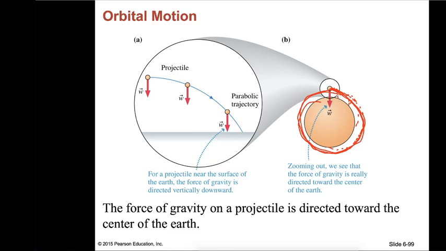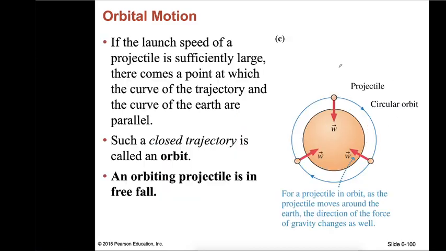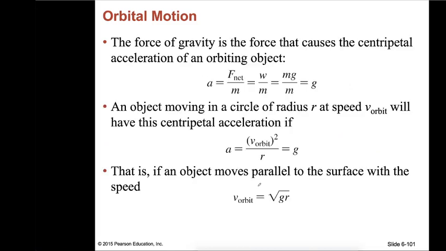Due to the gravity force, if you throw it at a very high speed, it will automatically be in orbital motion. If the launch speed of a projectile is sufficiently large, there comes a point at which the curve of the trajectory and the curve of the Earth are parallel. Such a closed trajectory is an orbit, and an orbiting projectile is in free fall. The force of gravity is the force that causes the centripetal acceleration of orbiting objects.